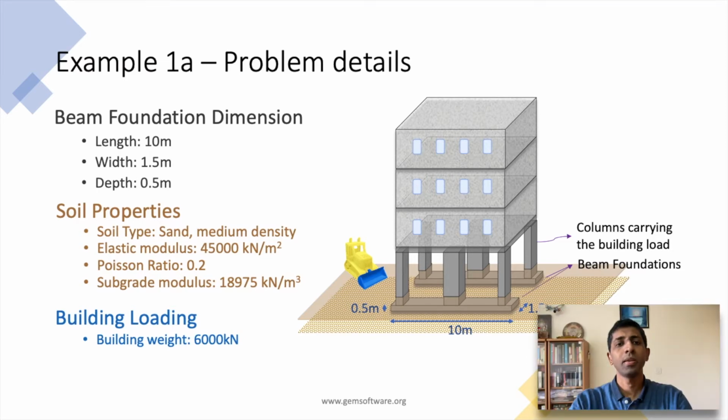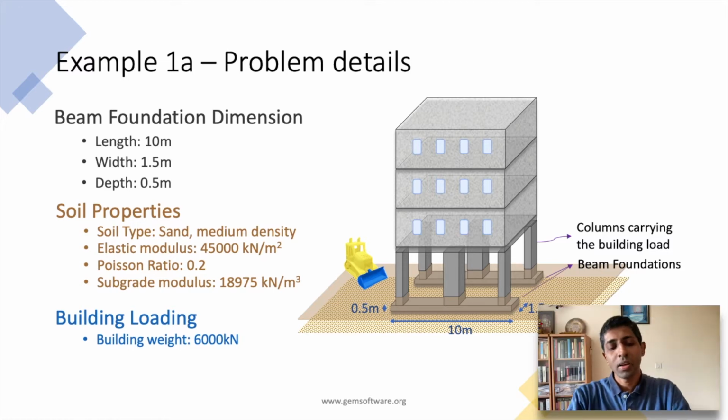It is common practice to carry out a plate load test in the site to determine the subgrade modulus. It is also possible to obtain the elastic modulus using a Poisson ratio. In this case, we shall use an elastic modulus of 45,000 kPa and calculate the corresponding value of the subgrade modulus using the often used basic formula. We have estimated the building load to be about 6,000 kilonewton.